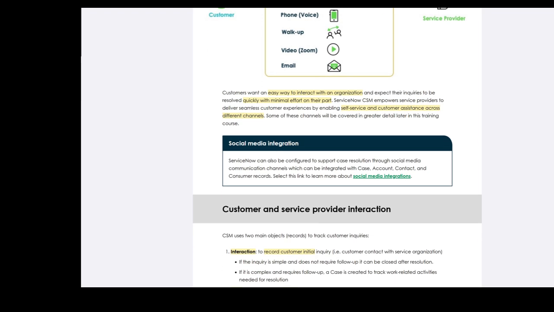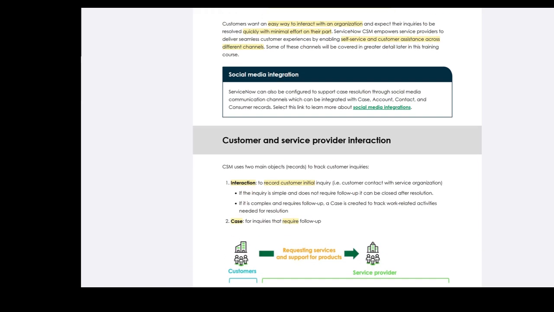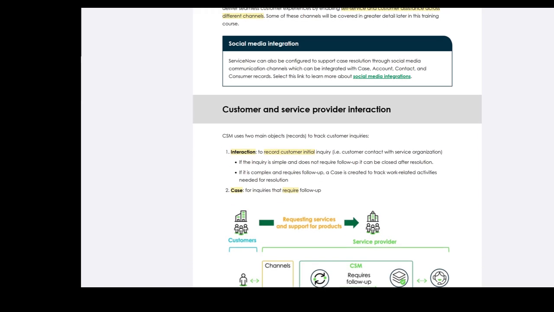So now let's talk about the two main records. Like I said, customer inquiries are the starting point in CSM. So basically there are two types of records that can be used to track customer inquiries. First one is interaction, and second is case.